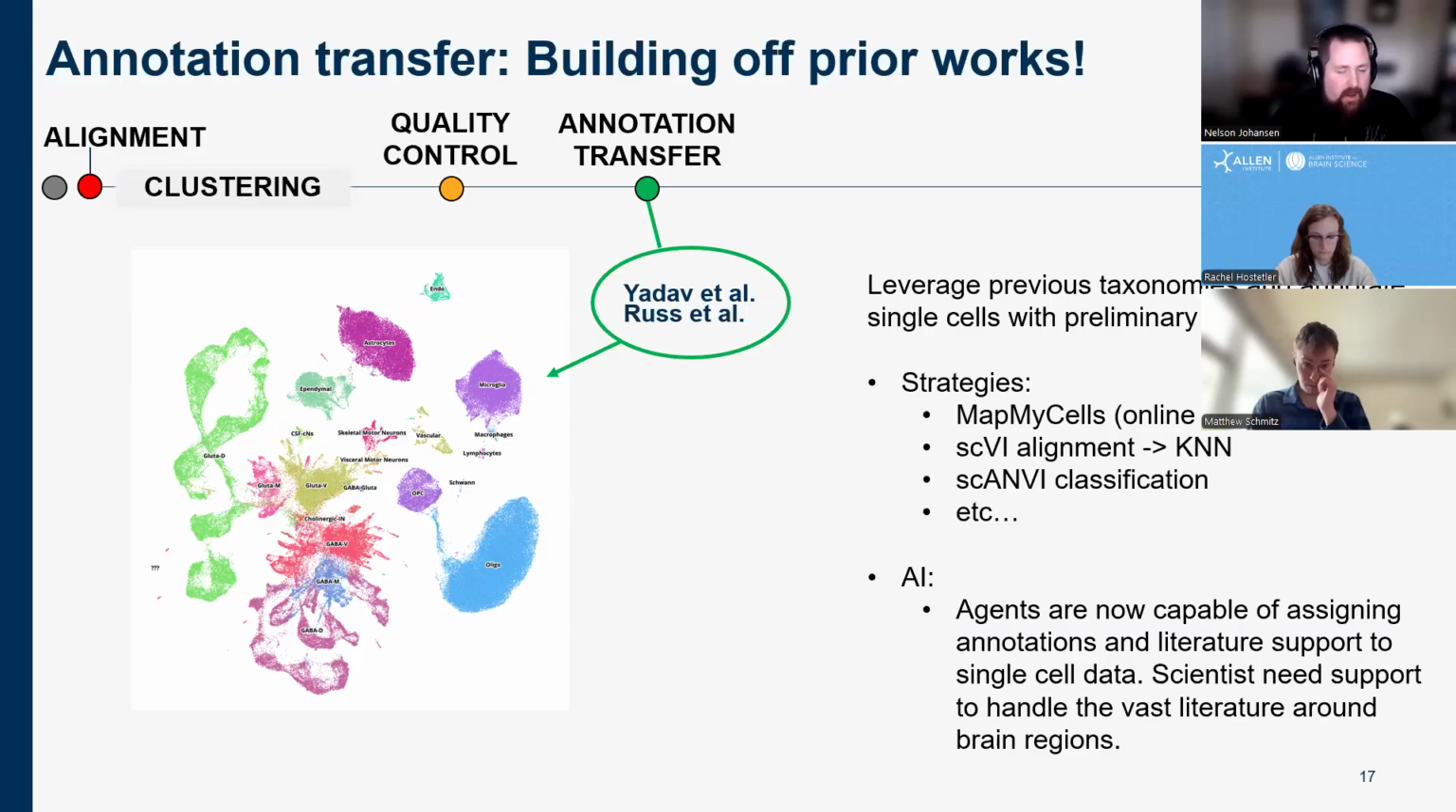And I think Map My Cells is a great tool to use, but more recently, AI agents have become also pretty adept at describing clusters of cells based on gene expression by going to literature and seeing, oh, this cluster has this marker gene, it must be this cell type. So we're trying to find ways to use AI in this process too.